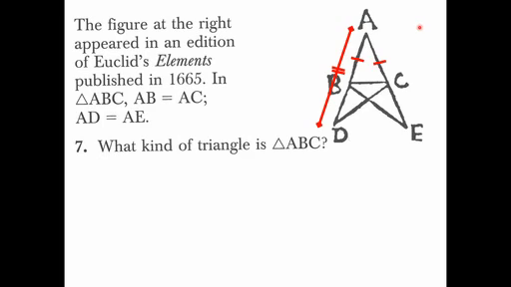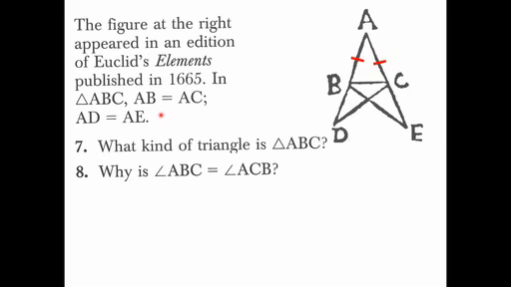We're also given that AD is AE down here in the given. Keep that in mind. So what kind of an angle is ABC? ABC, we're just talking about the angles here in ACB. Why are those two equal angles right now? That's the question.